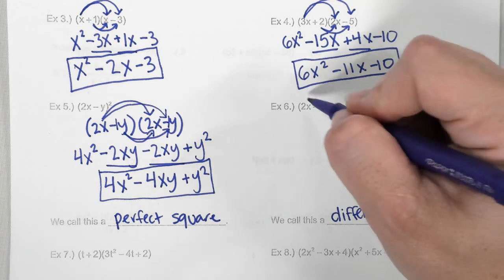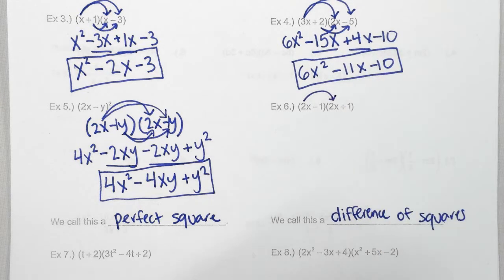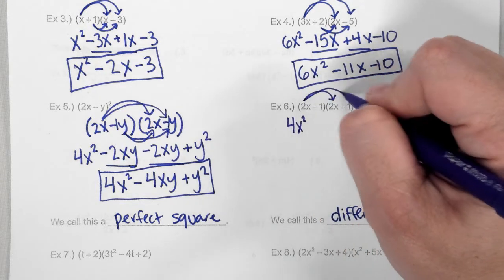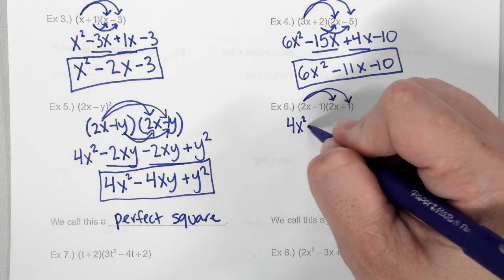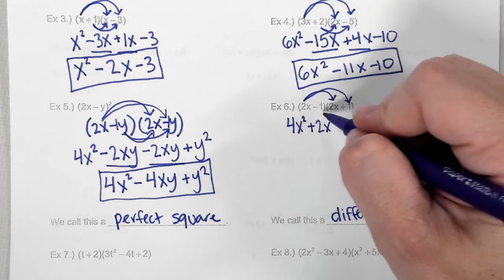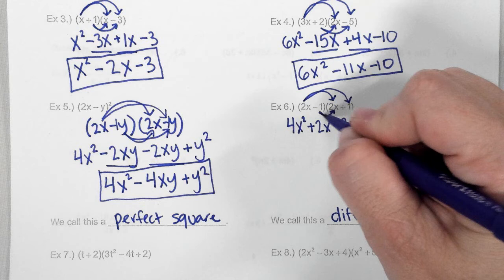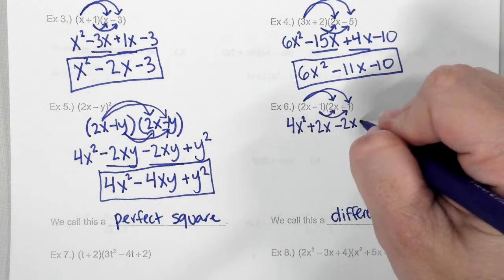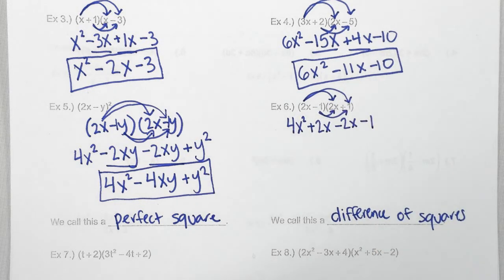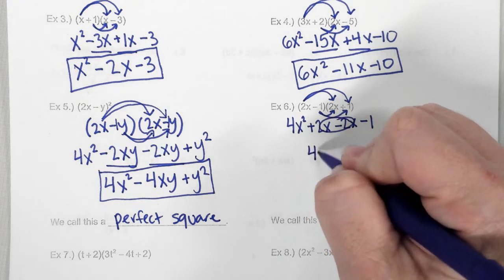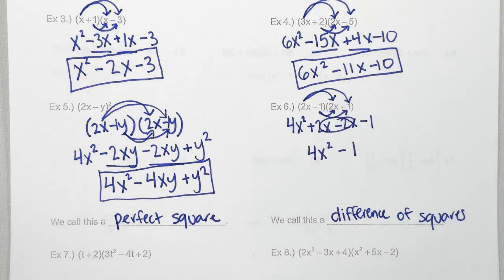Okay, so we're going to distribute. What's 2x times 2x? 4x squared. And 2x times 1? Which is positive 2x. Negative 1 times 2x. And negative 1 times 1. What do you notice now? They do cancel. A positive 2x and a negative 2x make a 0 pair, which means they zero out. So I'm only left with 4x squared minus 1.